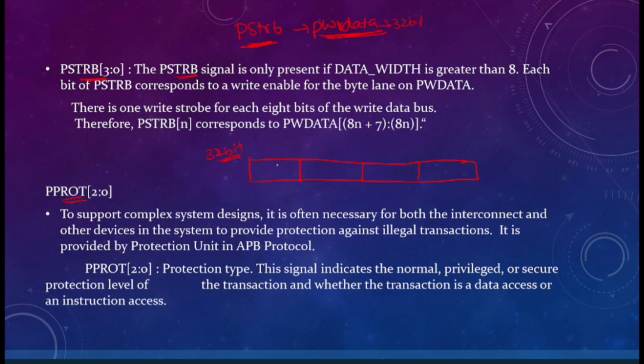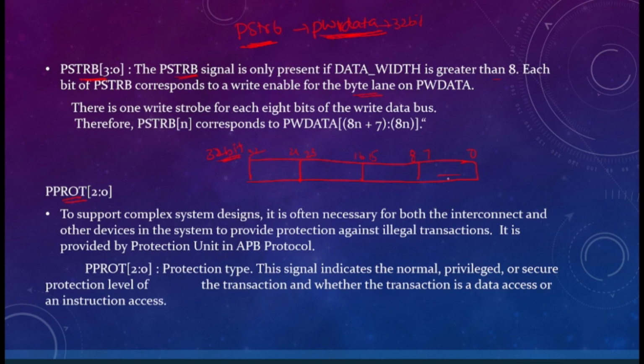Okay, so this 32-bit wide data is divided into four strobes. That is from 0 to 7, then from 8 to 15, from 16 to 23, and from 24 to 32. In this way, it is divided into four lanes. These are called byte lanes basically. If the width is greater than 8, then the PSTRB signal will be active.